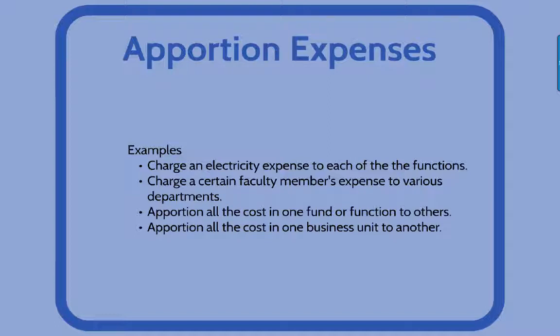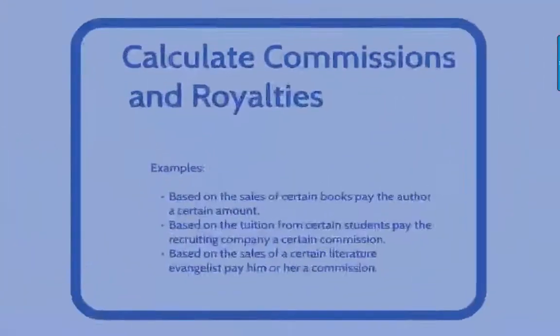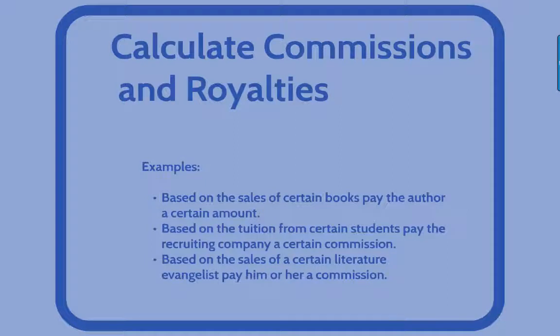We could charge a certain faculty member's expenses to various departments. We could apportion all the costs in one fund or function to other funds or functions. Sort of redundant, but that's what I said a minute ago. Or we could apportion all the costs in one business unit to another business unit. And it will also help in those cases, and this is an important distinction we'll work on, where the cost is residing in one place, and we want to make an entry moving it from that one place to some other place. Almost any place we can put cost, we can move between those places using corporate allocations.